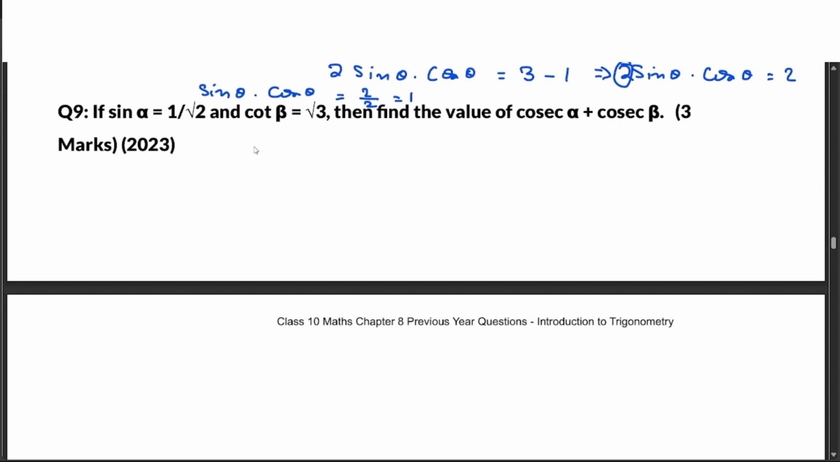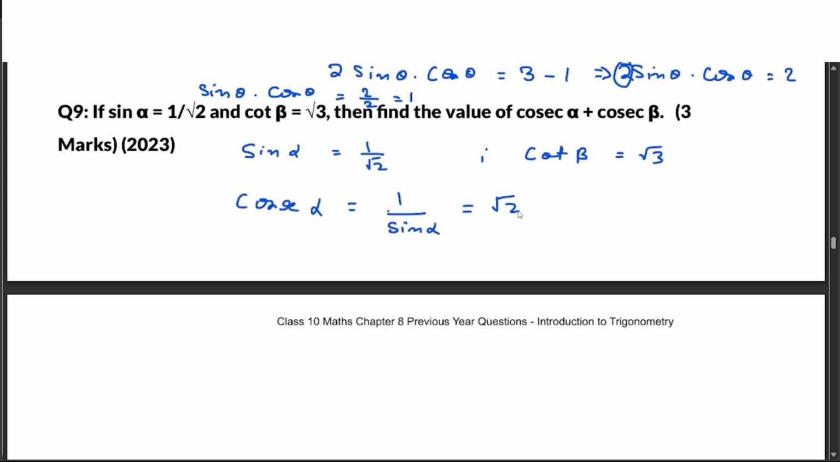Just see. First we will write the information. Sine alpha is equal to 1 over root 2. In the same way, cot beta is equal to how much? Root 3. Based on that, we already know cosec alpha is equal to, can we write, 1 over sine alpha? So based on that, cosec alpha, how much will you get? You will get root 2.